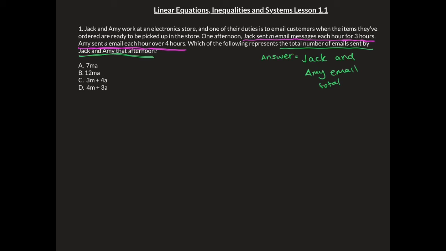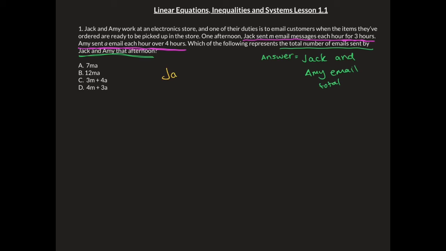So let's start solving the problem. First we should take a look at our answer choices before we get into all the solving. Answer choice A is 7 times MA. B is 12 times M times A. C is 3M plus 4A. And D is 4M plus 3A. This should show you that you're not really doing any solving. You're just translating the information from the passage into an answer choice.